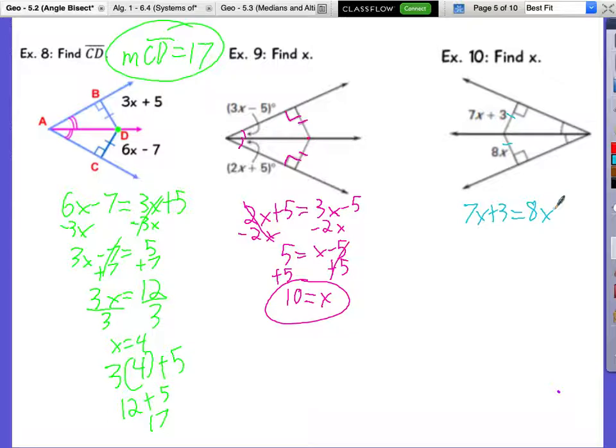Kennedy, what would be your first math move? Hey! I'll keep her in control next time. Okay, awesome. Thank you, Nathan. I appreciate it.